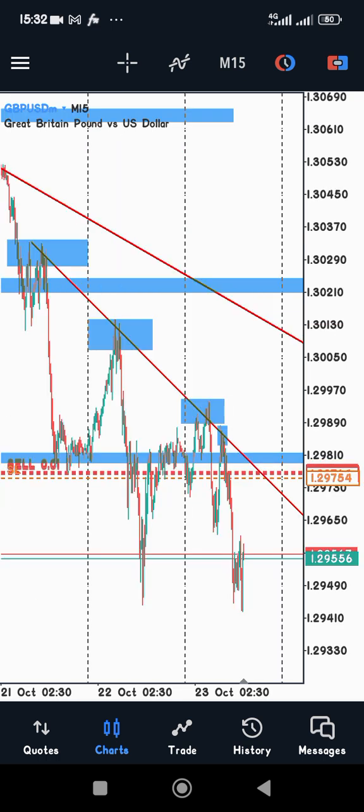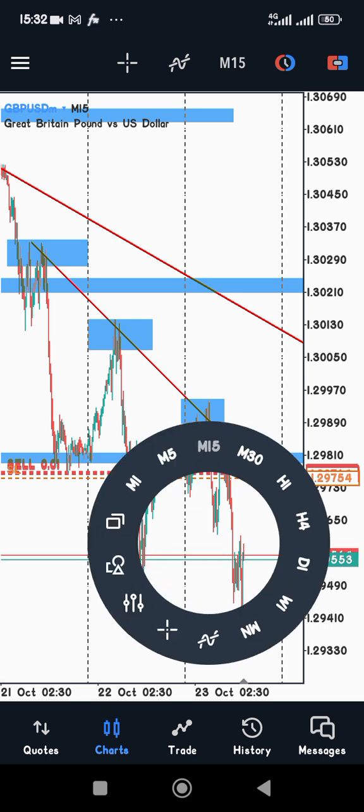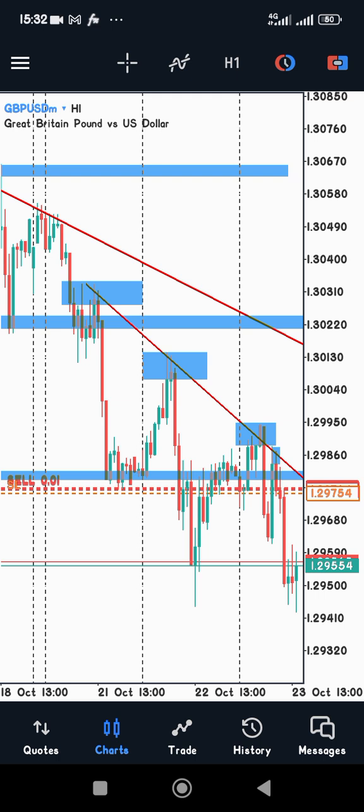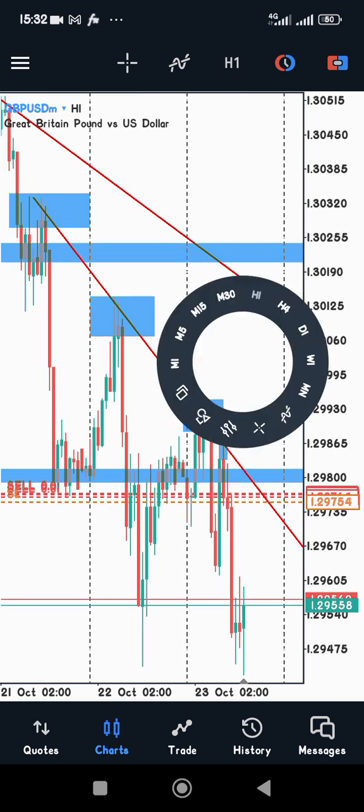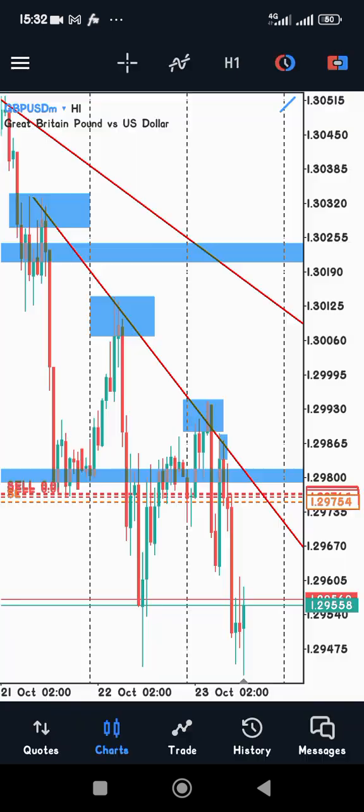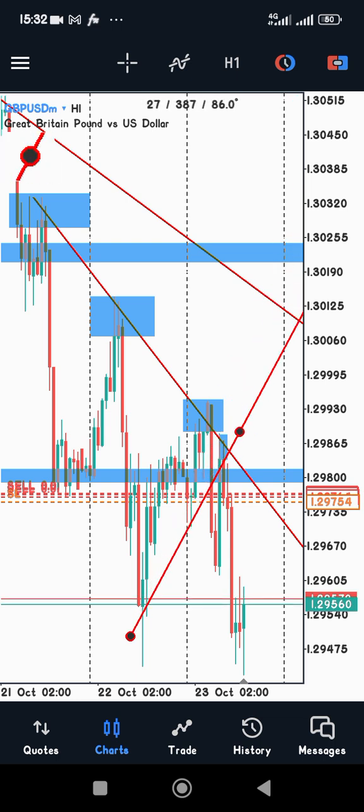So that's the reason why I took this trade. Touch, trend line trading, or break and retest. And if you look at it, we have even two confirmations here. We have a trend line break and retest here also. Look at this here.